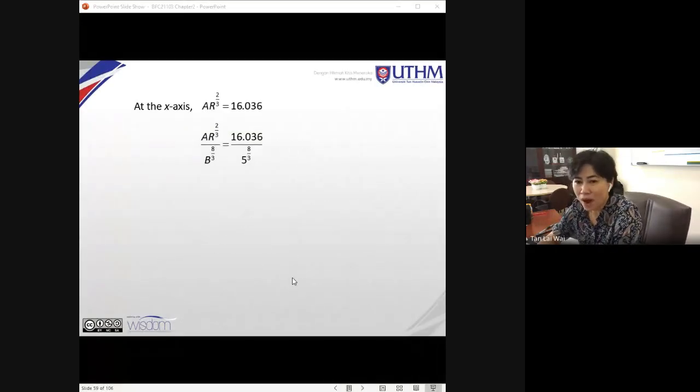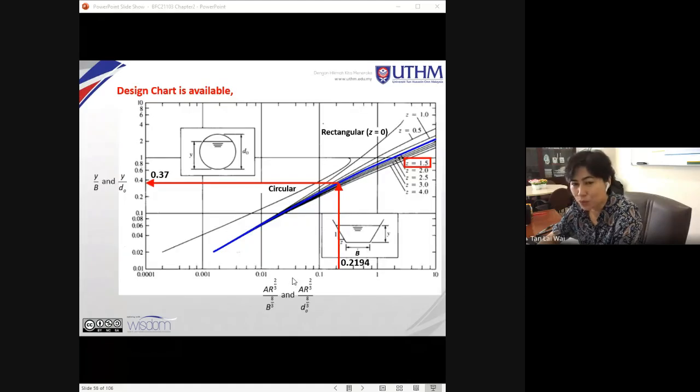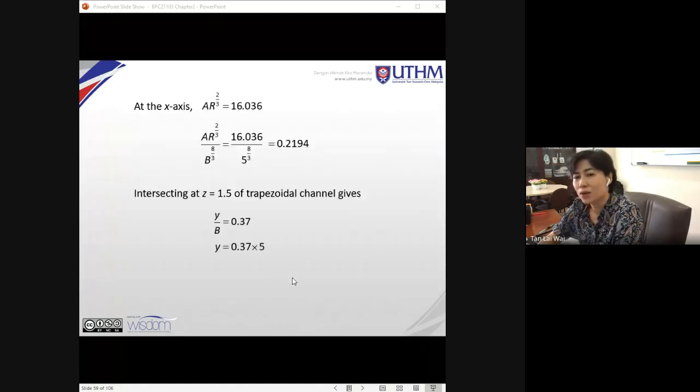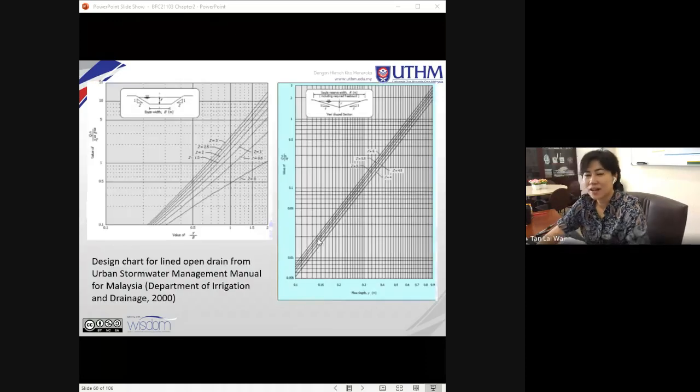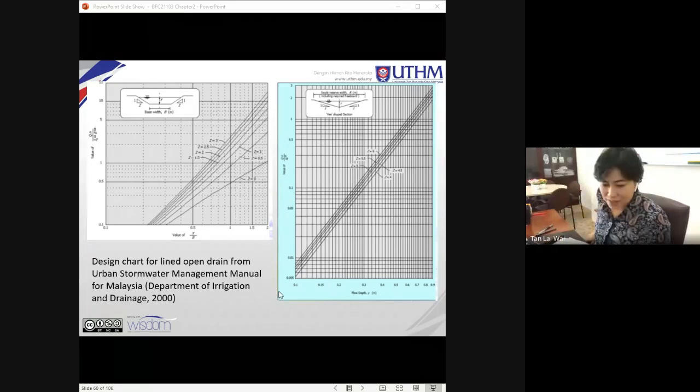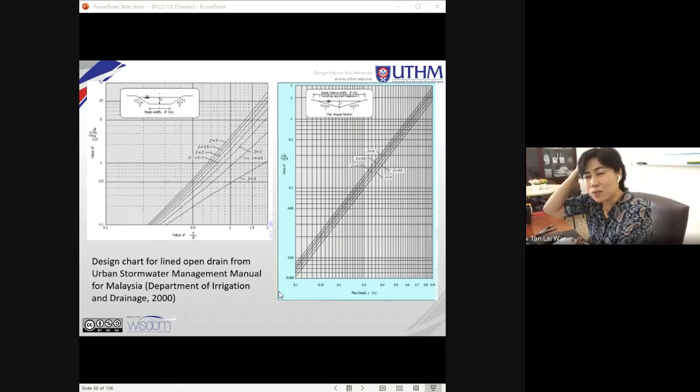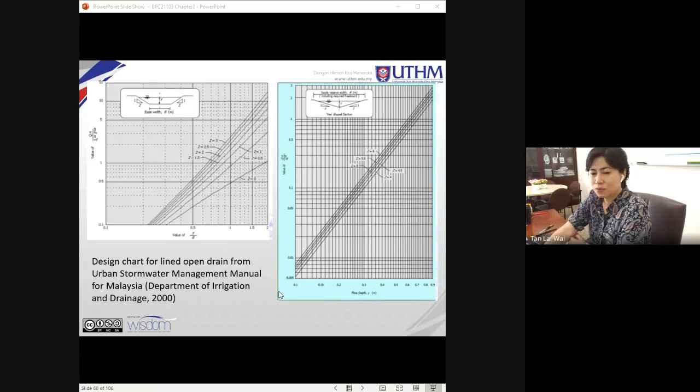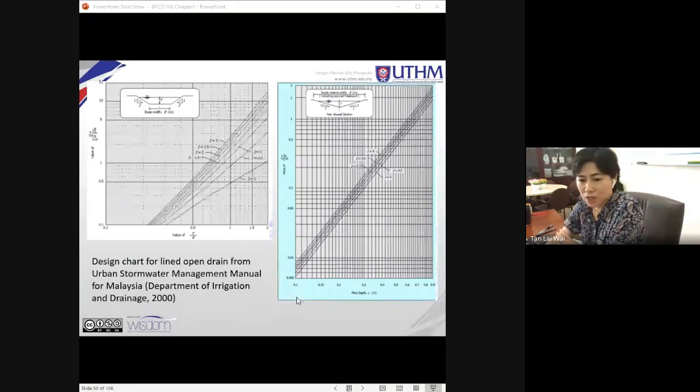Now, this is one design chart that I'm showing here. In this slide there's another design chart, for lined open drain. Basically, where does this design chart come from? Depending on which standard you are using. For example, this is from the Urban Storm Management Manual for Malaysia, which was published in 2000. Actually, there is a current version which was published in 2012.